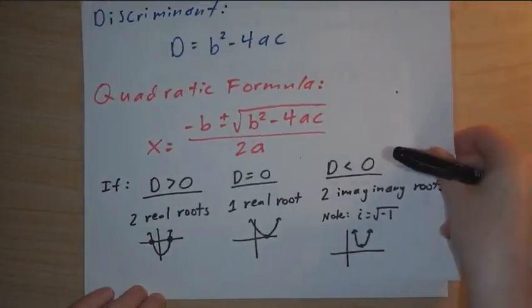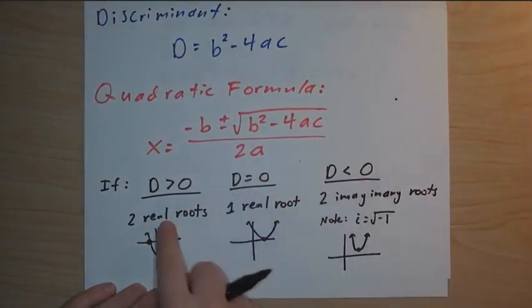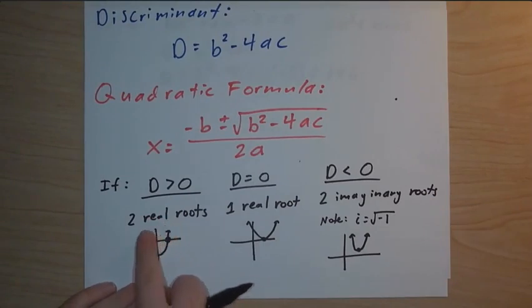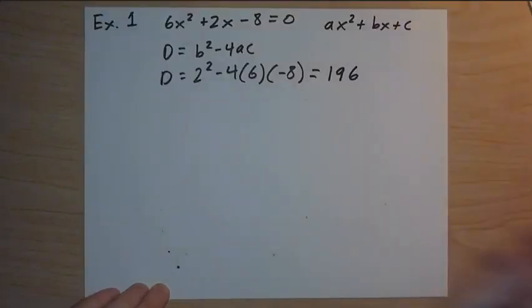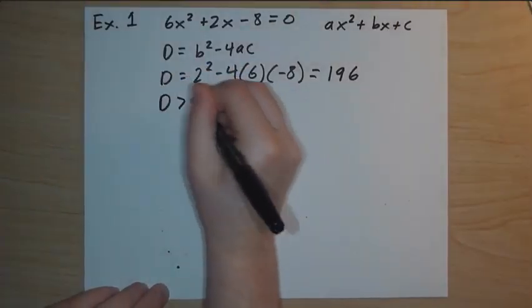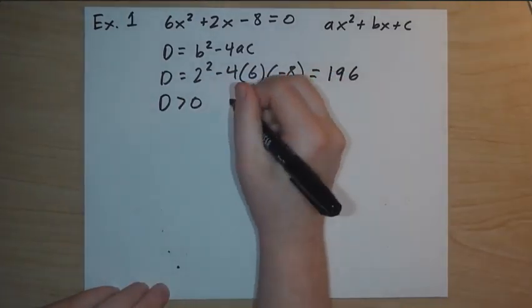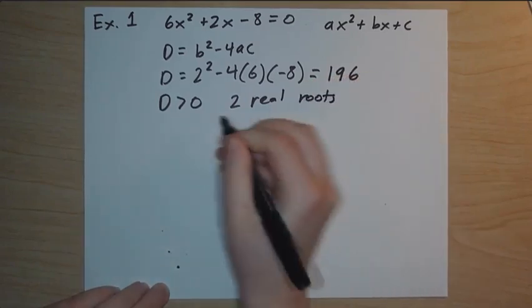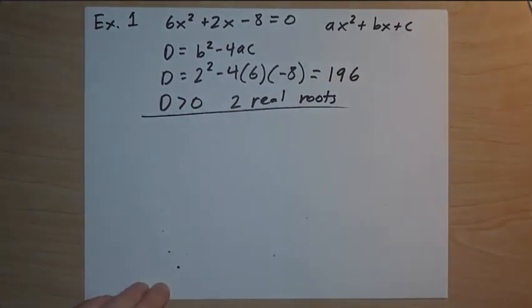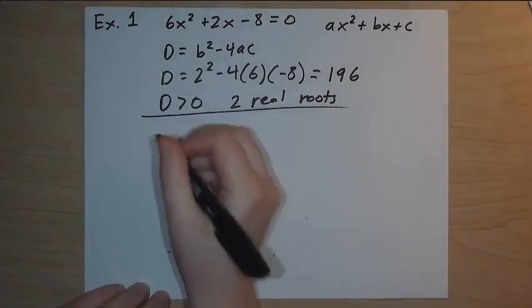Now 196 is greater than 0, so we know that this quadratic equation has two real roots, and it will have two real solutions. It will have two x-intercepts. So we know that D is greater than 0 because 196 is greater than 0. We'll have two real roots. So now let's find out what those roots are, and we're going to do that by using the quadratic formula.